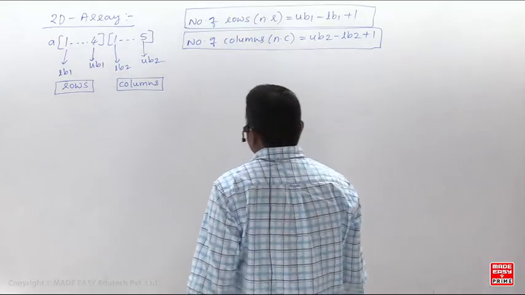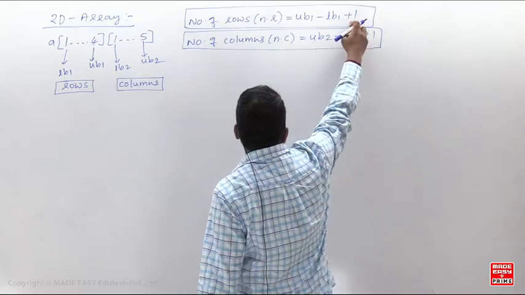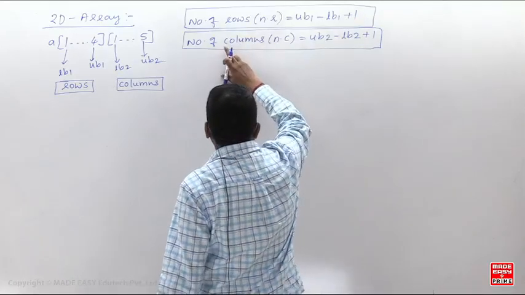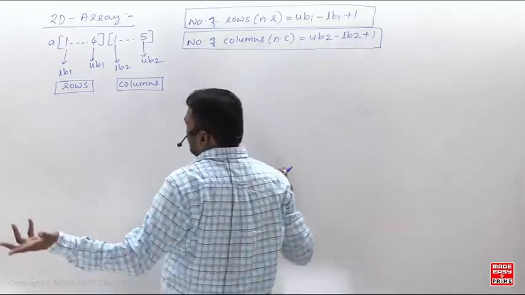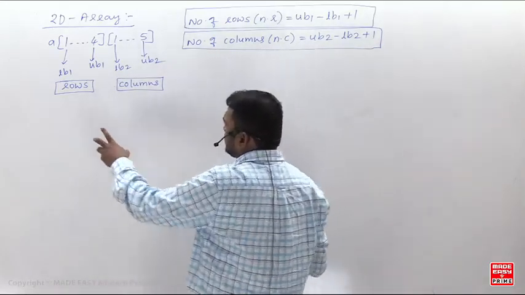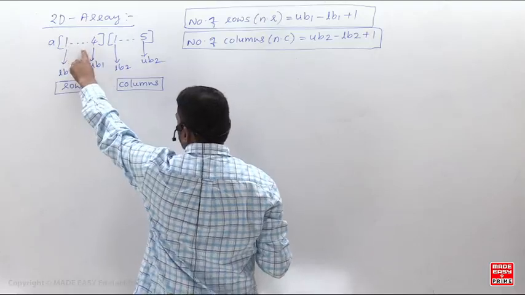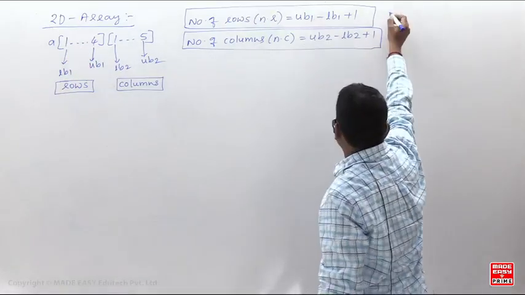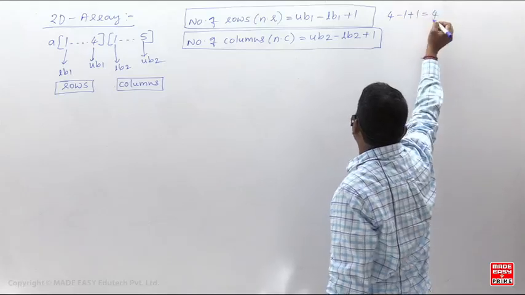Okay. So the number of rows formula is upper bound 1 minus lower bound 1 plus 1. Number of columns, upper bound 2 minus lower bound 2 plus 1. If you want to find out, you can do this. Here, what is the number of rows? 1 to 4. So you can apply the formula: 4 minus 1 plus 1, that is 4.